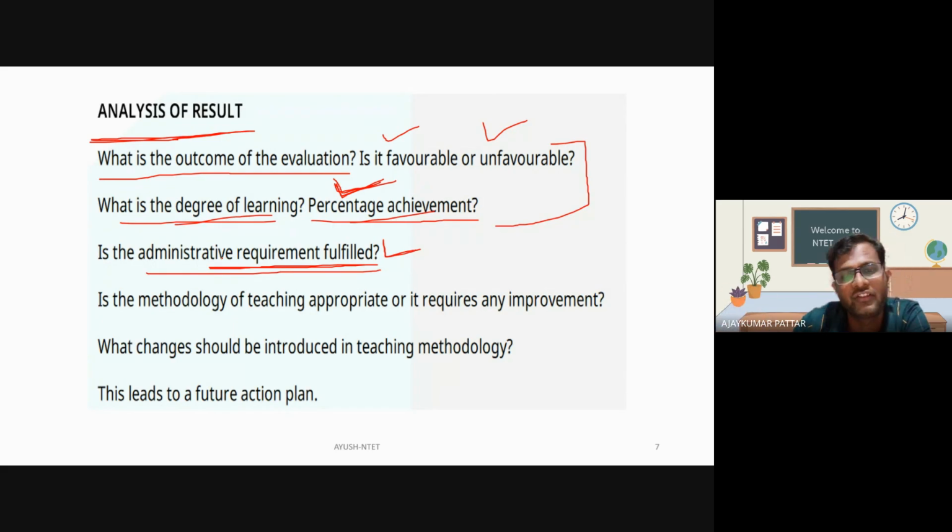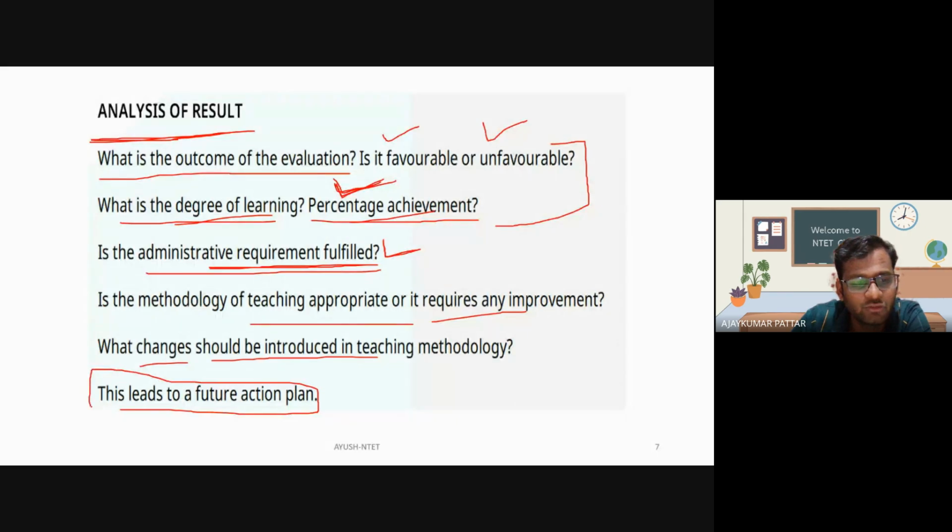One by one we are learning now. Is the administrative requirement fulfilled or not? Analysis of result: is the methodology of teaching appropriate or does it require any improvement? So we will analyze the result of evaluation, and based on that, what changes should be introduced in teaching methodology leads to the future action plan.